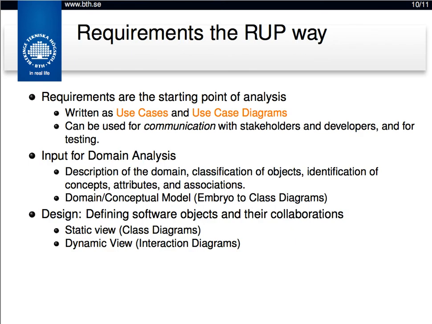Now, coming to the unified process way, or Rational Unified Process. Requirements here are the starting point of analysis. And yes, you would list embryos of requirements, but you wouldn't go through all the trouble that we've gone through for regular requirements. Then you would go on and write them as use cases and use case diagrams. These can, in the same way, be used for communication with stakeholders and developers. We can use them for testing.